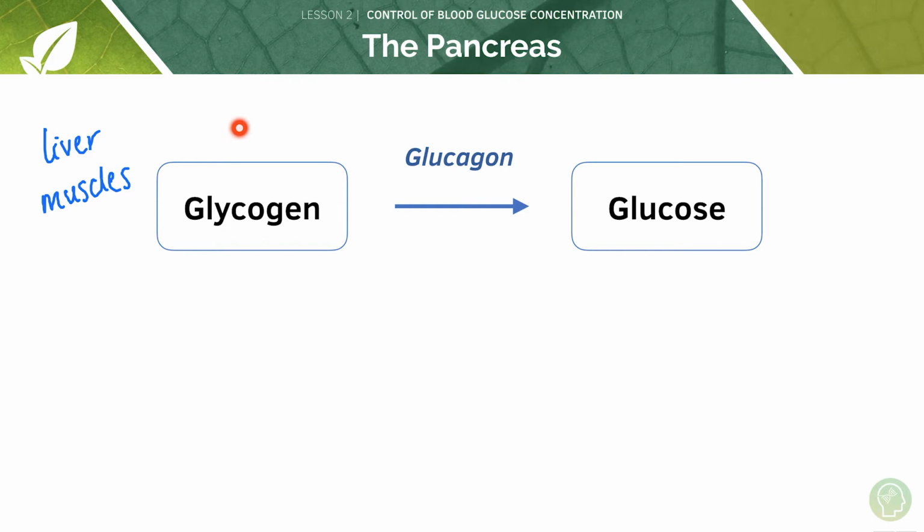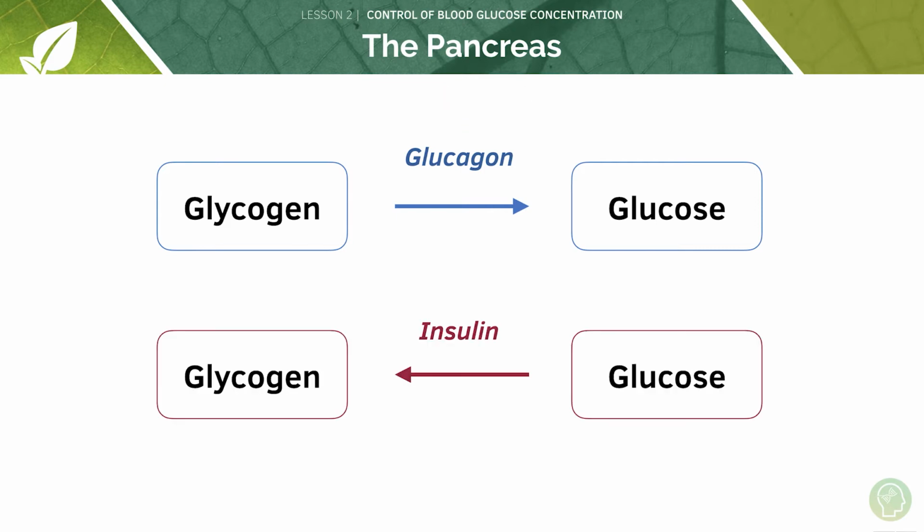So what do we do when we want to move our glucose from storage into our blood so that it can be utilised by our cells? Well, what we can do is we can break glycogen down into glucose via the hormone glucagon, which remember is secreted by the alpha cells of the pancreas. The alpha cells are in the islets of Langerhans.